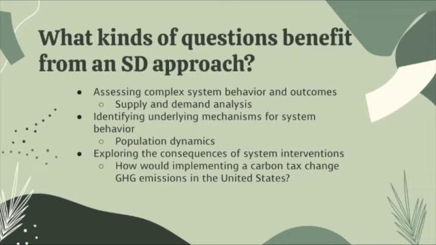Also, identifying underlying mechanisms for system behavior. For example, if we were looking at population dynamics over time and we saw that a population was decreasing, we can look at some of the components of a system and see which one may be responsible for that decline. For example, could it be changes in birth rates or predation rates, natural death rates, or a combination of multiple effects?